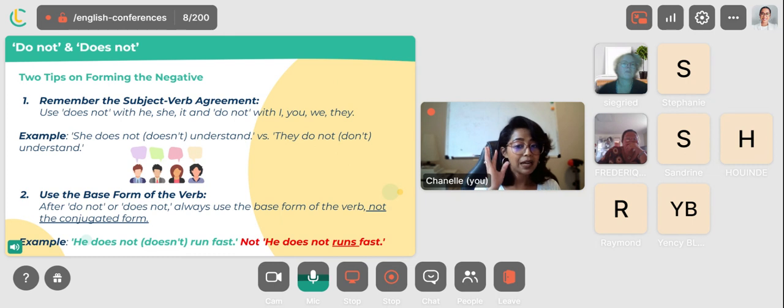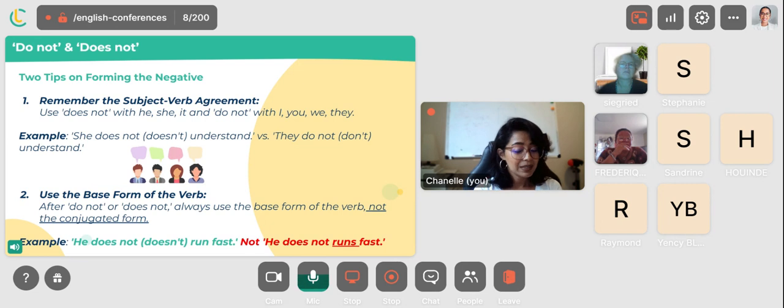So to form the negative with do not and does not, we need to remember the subject-verb agreement. Use does not with he, she, and it, and do not with I, you, we, and they. For example, she does not or doesn't understand versus they do not or don't understand.